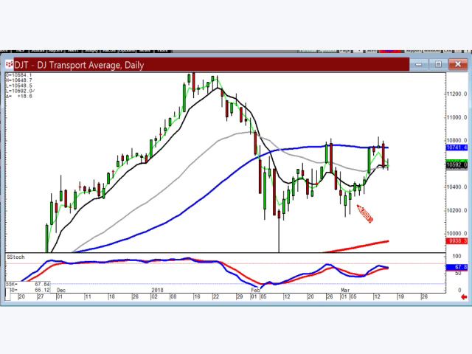Yeah, nobody sees the right edge of the chart. It's tomorrow.